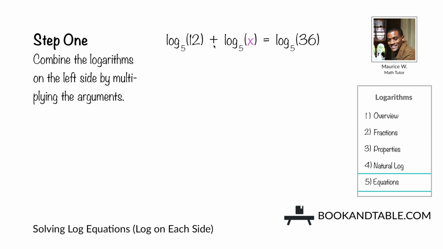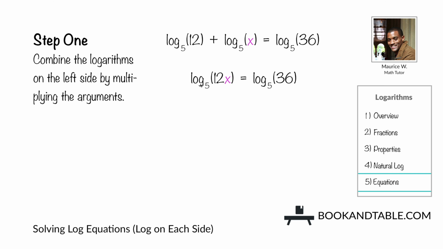Since we are adding logarithms that have the same base here, we can use the product rule to combine these two terms. So step 1, combine the logarithms on the left side by multiplying the arguments 12 times x. So that would give us log base 5 of 12x, and that's equal to log base 5 of 36.